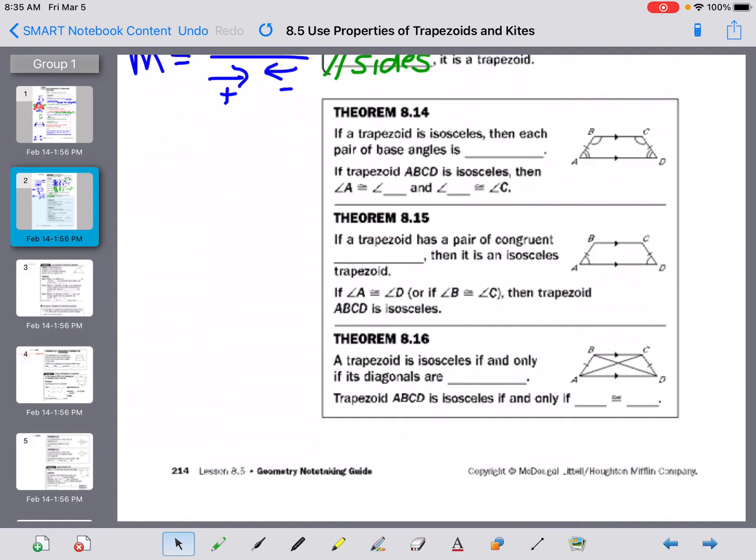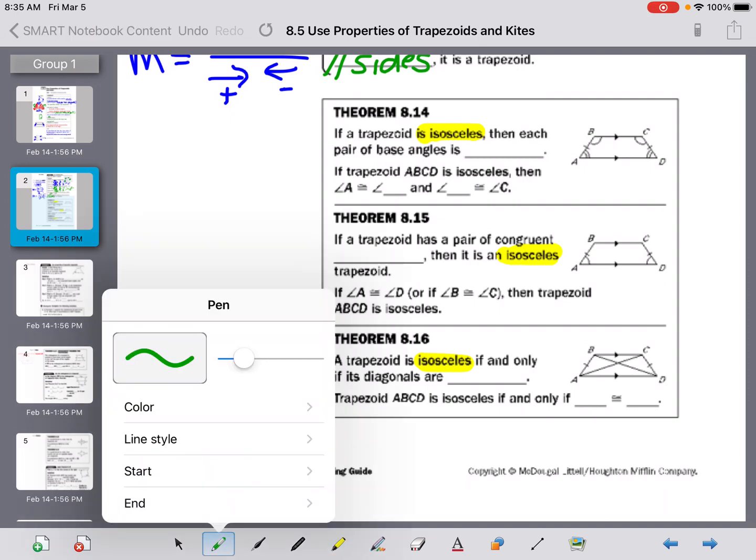And one thing you're going to notice right now, everything in these theorems, we are talking about an isosceles trapezoid. So it's super important to realize this is not for all trapezoids, but only if my trapezoid is isosceles, okay? I do want to mention one thing, though, in the margin here.